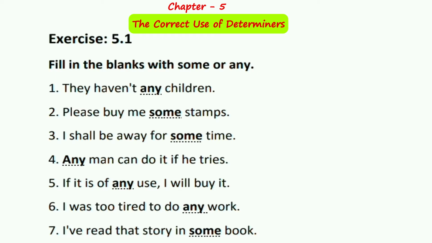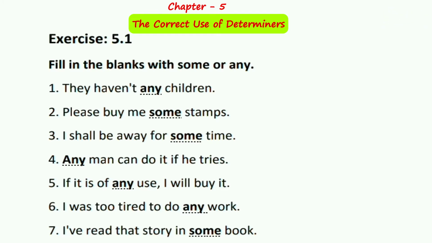But an affirmative sentence having the following words, like prevent verb without preposition, hardly, scarcely as adverbs, phrases having the sense of no matter which, and phrases or clauses of condition, these all are the conditions where any refers to the affirmative sentence. Now first one is they haven't dash children, and the correct answer is any. We use any because it refers to a negative sentence.